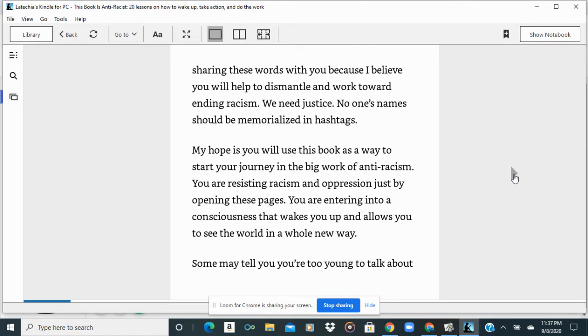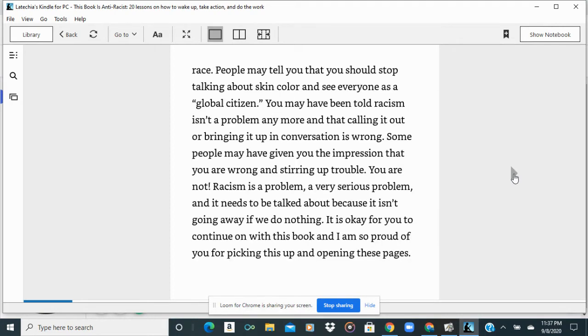My hope is that you will use this book as a way to start your journey in the big work of anti-racism. You are resisting racism and oppression just by opening these pages. You are entering into a consciousness that wakes you up and allows you to see the world in a whole new way.